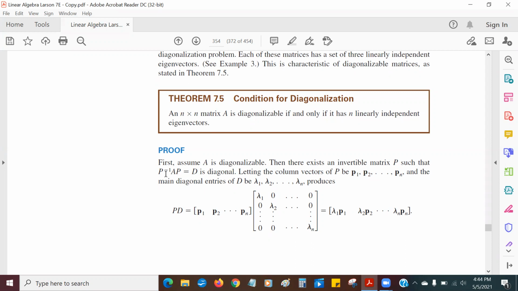Very awesome, very cool. So first, we're going to assume that A is diagonalizable. Then there exists an invertible matrix P such that P inverse AP equals D, and D of course is diagonal. That's what diagonalizable means. So let's look at the column vectors of P. We're going to call them P1, P2, Pn. Those are going to be the column vectors. And the main diagonal entries of D are going to be lambda 1, lambda 2, dot, dot, dot, to lambda n.